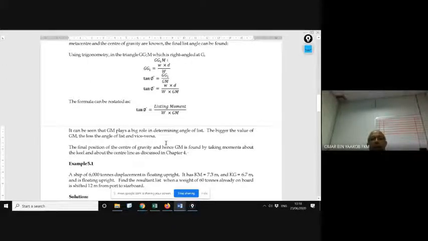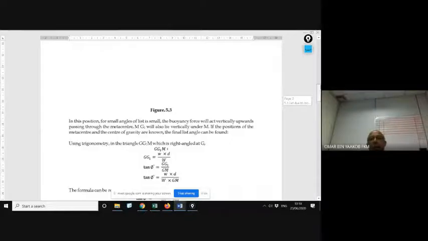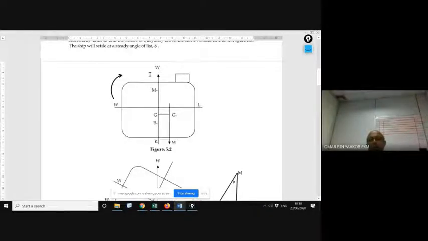That means the angle of list will be very much affected by this GM for a certain fixed displacement. Okay, the total weight of the ship is not changed. But if you move a big weight, or over a larger distance, then you have a big listing moment, and because of that, you have a bigger angle of list.